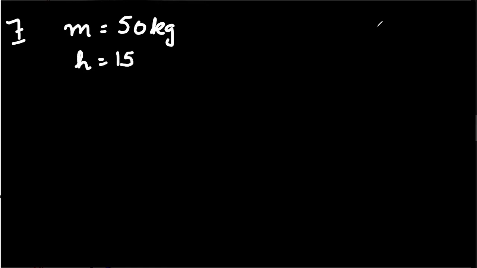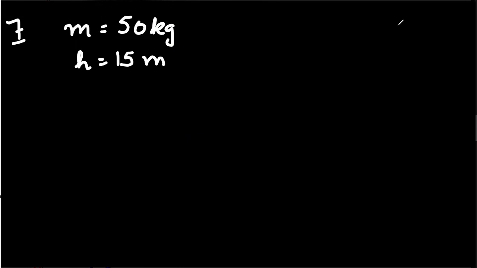So now let us do numerical number 7th. A vessel containing 50 kg of water. So mass is 50 kilogram. It is placed at a height of 15 meters above the ground. Children, just remember this thing, that you are not supposed to convert kilogram into gram. Do not convert kg into gram. Kilogram is the SI unit of mass. So keep it as it is. So mass is 50 kg.